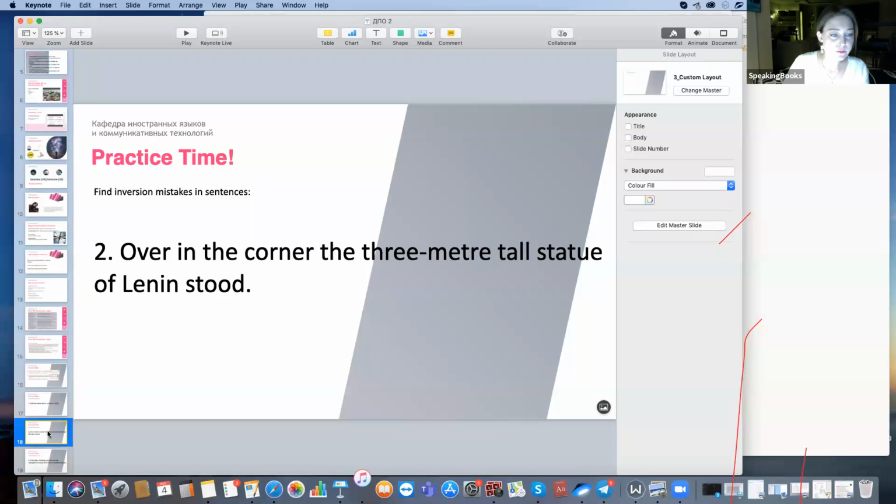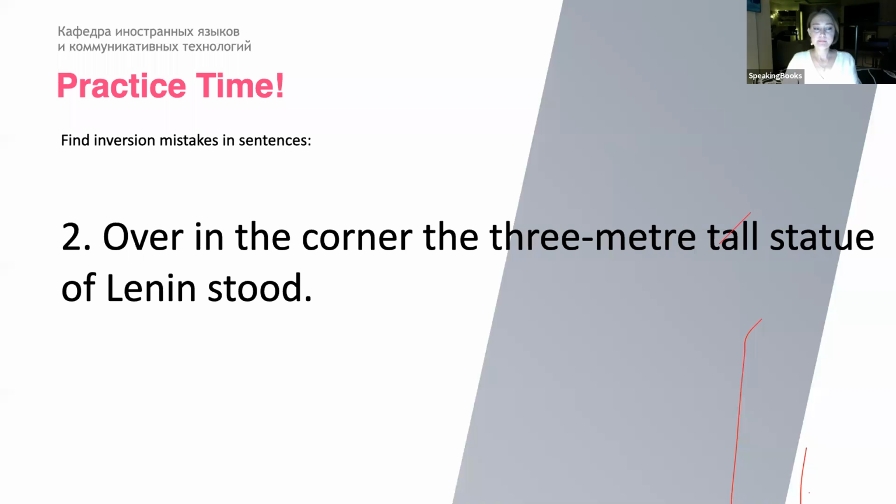Sorry, I'm sometimes too much in a hurry. How about this one? This is exactly where you can do this. Over in the corner, the 3-meter tall statue of Lenin stood. What is wrong with the inversion here? It is, by the way, absent. How can we fix this sentence? Your answers in the chat.